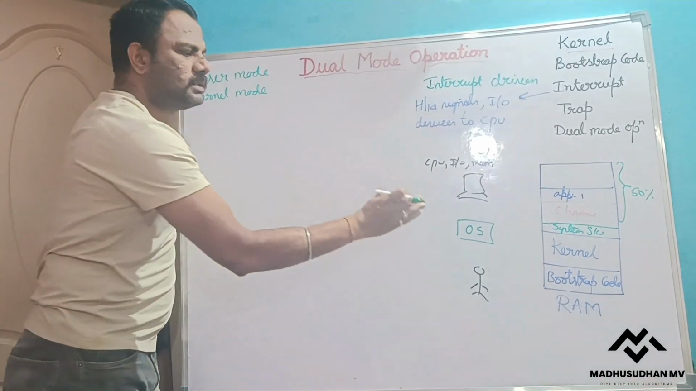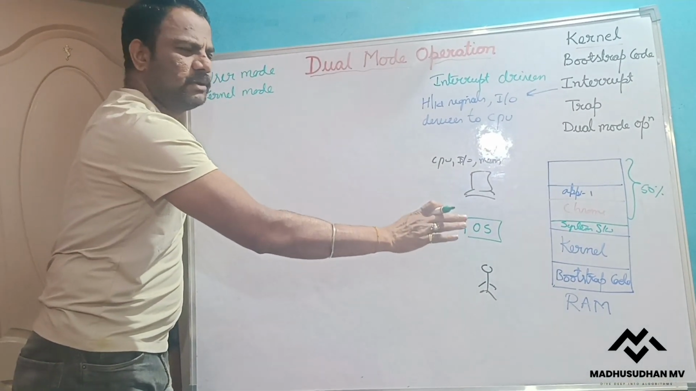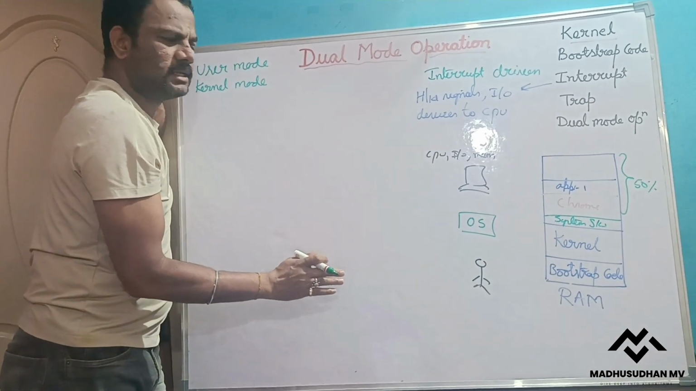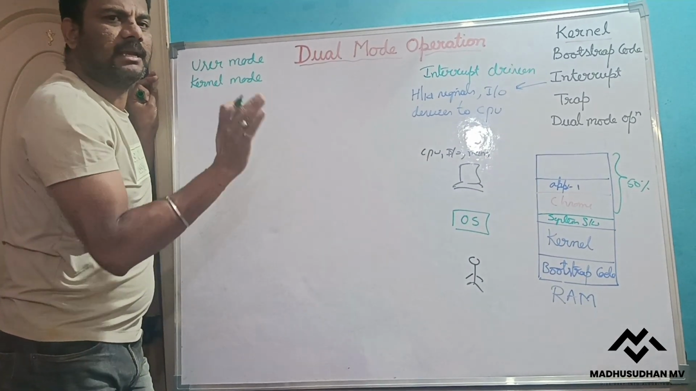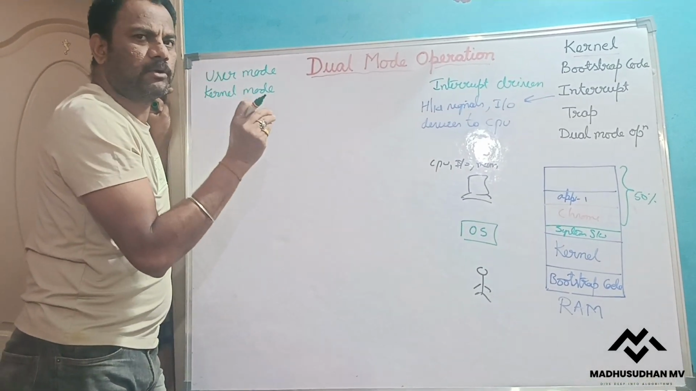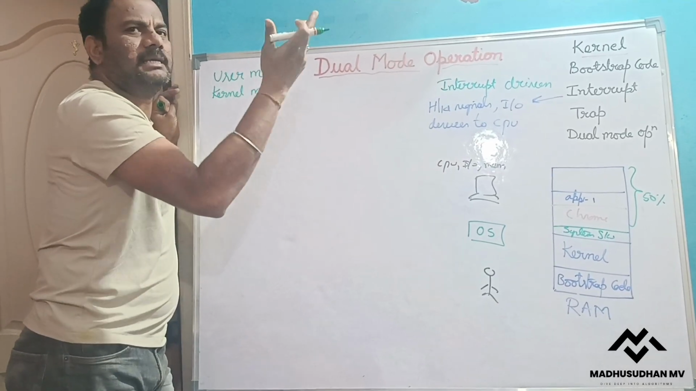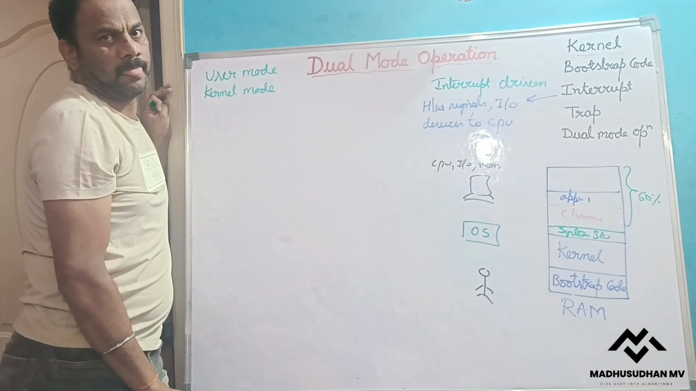If a user program just needs the CPU and doesn't need any I/O devices, then simply while the user program is running, we say our user program is running in user mode. It doesn't need any I/O devices.